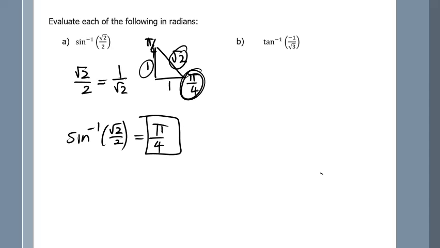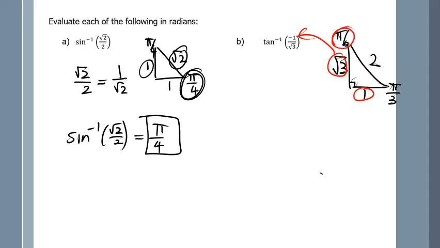With tan inverse of negative 1 on root 3, once again, I'm going to draw my special triangle, 1, 2, root 3. My angles are pi on 6 and pi on 3. I'm going to tan inverse. If I have 1 on root 3, as we do up here, my angle must be pi on 6 because tan is opposite over adjacent. So in this case, my primary angle is pi on 6.